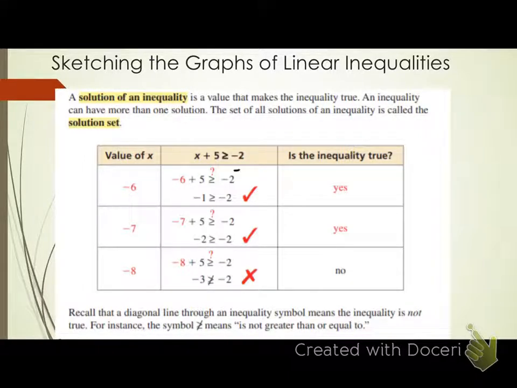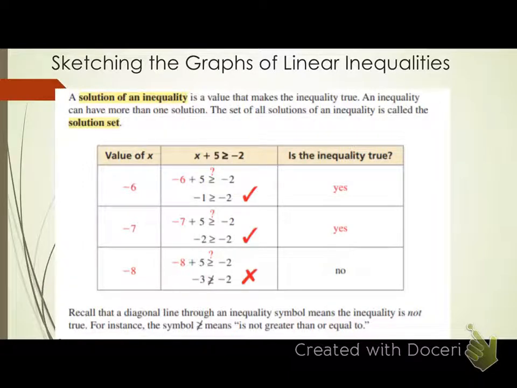So in this chart, we're dealing with the inequality x plus 5 is greater than or equal to negative 2. And we're seeing if these three values over here on the left are a part of the solution set of this inequality. So what we do, we plug these values on the left-hand side in for x into the inequality, and we work down both sides of the inequality. So for negative 6, we get negative 6 plus 5 is greater than or equal to negative 2. Negative 6 plus 5 is negative 1. So we're asking ourselves, is negative 1 greater than or equal to negative 2? Is that a true or false statement?